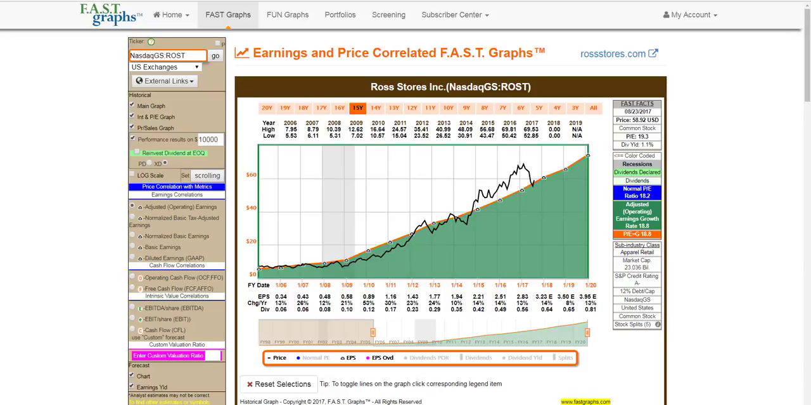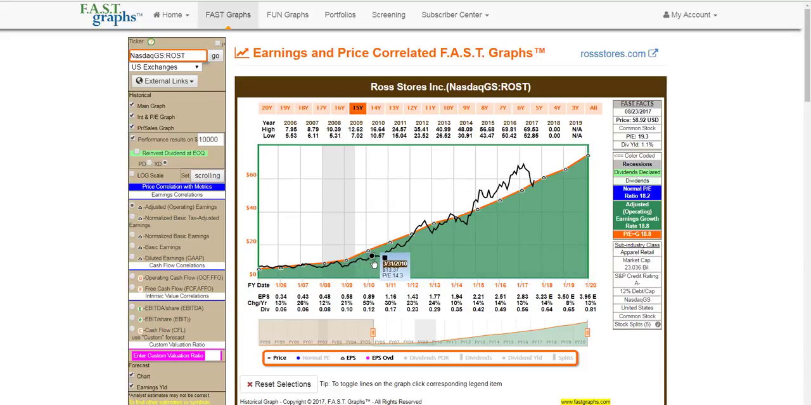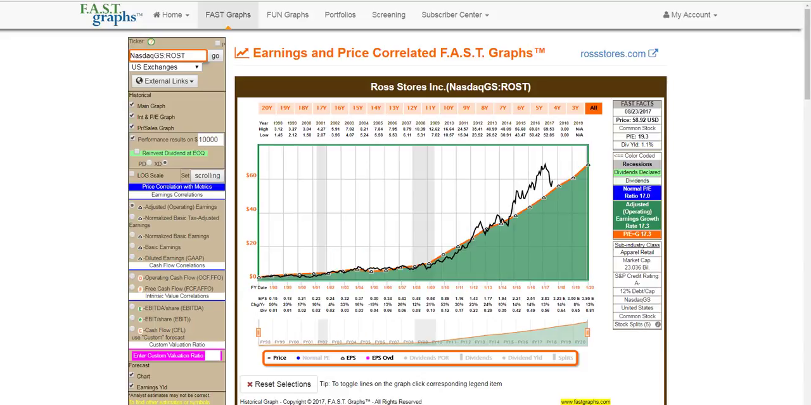The FastGraphs research tool provides graphic evidence in pictorial form that illustrates Ben Graham's famous investing lessons. The FastGraph charting tool correlates stock price, the black line, with earnings and/or cash flow if chosen, thereby providing a clear depiction of true worth valuation, or as some would like to refer to it as intrinsic value. With this next example, I'm presenting a complete FastGraphs on Ross Stores utilizing the default metric, adjusted operating earnings.